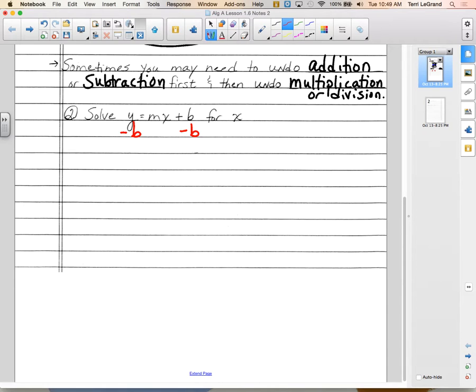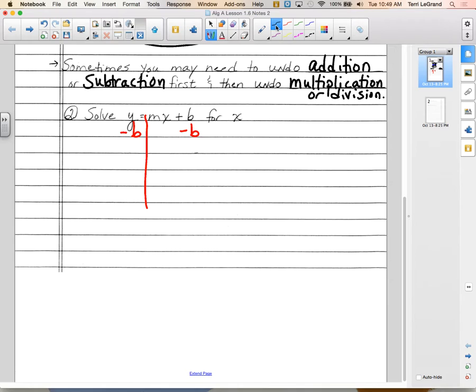And it might be a good idea to do something like this to help you keep it straight. You're taking a b away from both sides. When we add or subtract, we just do it once on each side. So now we have on the left side, y take away b. Some of us think that that's yb. What does yb mean? Y times b. Is this y times b? No, this is y subtract b.